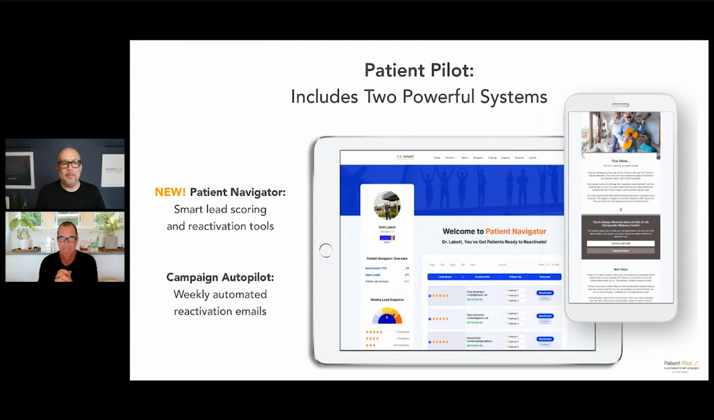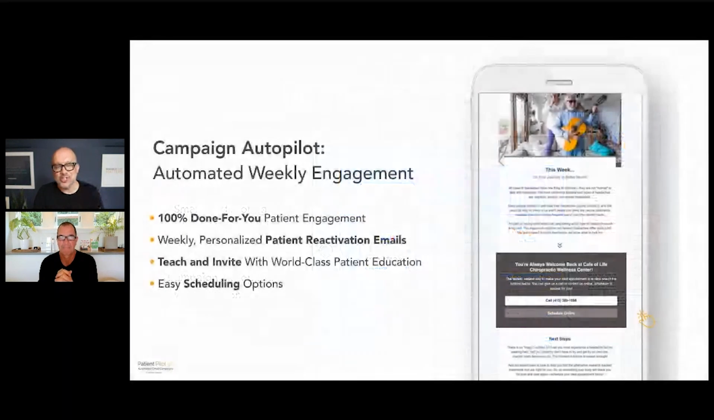What is Patient Navigator? Patient Navigator includes smart patient recall lists, lead scoring, and every reactivation tool you and your team need to maximize the effectiveness, the efficiency, and the speed and volume of the reactivations that you receive back to your practice. We're going to highlight exactly how it works, but this is the combination that drives the results. It's not only sending awesome emails through Campaign Autopilot, which we personalize and send on your behalf, that inspire people to take action, but it's taking all of that data and putting it into an easy to understand smart patient recall list that gives you an ultra hot list of individuals based on engagement.